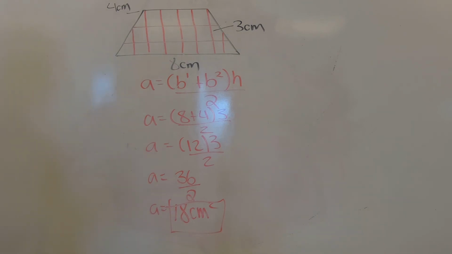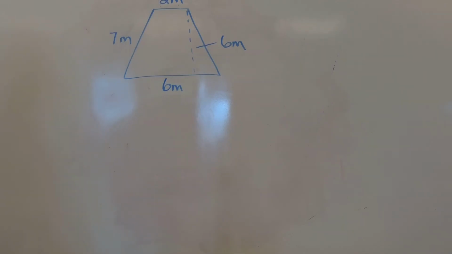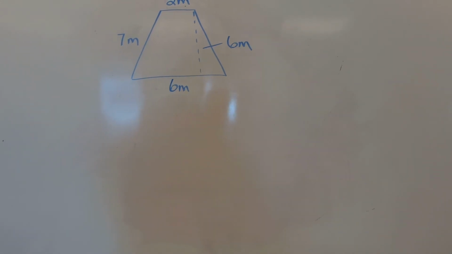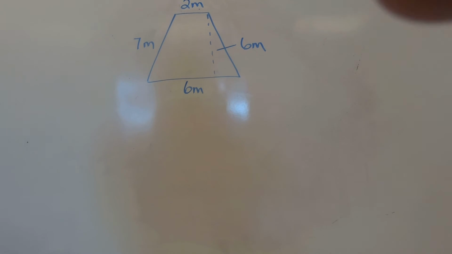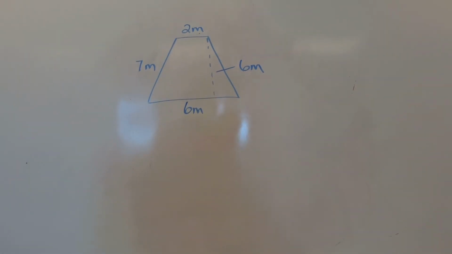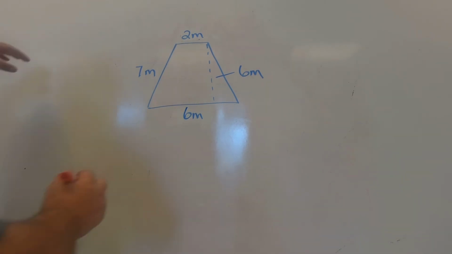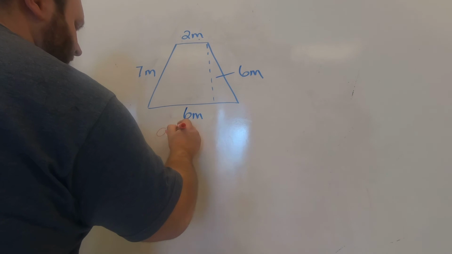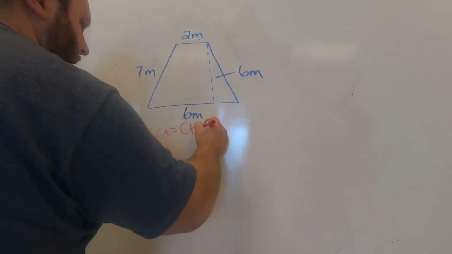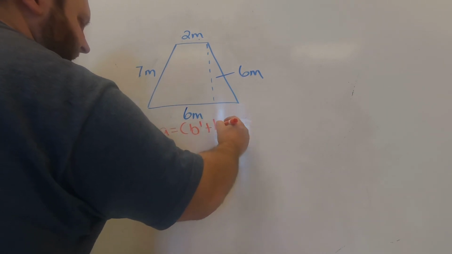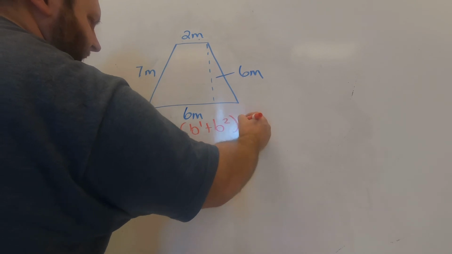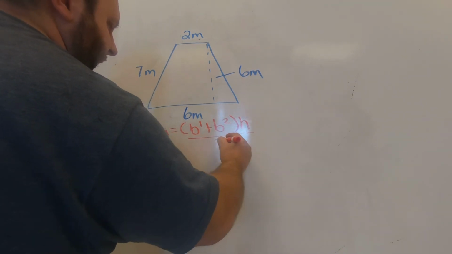Let's try one last example here. All right, guys, here's our last example. Sorry, I realized the top's probably cut off there. It's 2 centimeters. See if I could just arch my camera a little. There we go. So here's another trapezoid, and we have some measurements here. So let's go ahead and use our formula. Area equals base 1 plus base 2 times the height divided by 2.